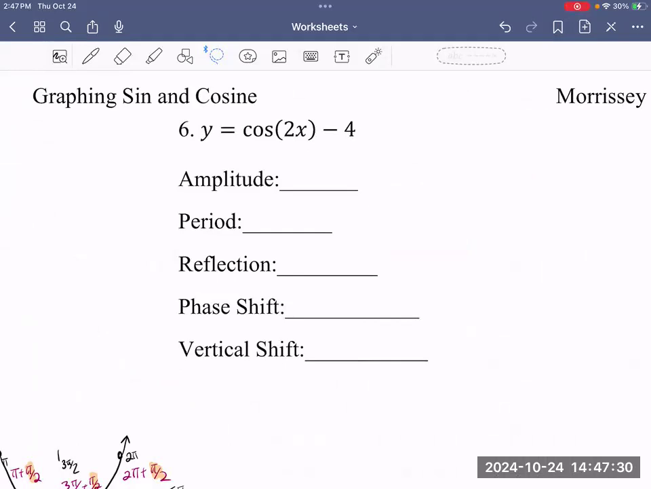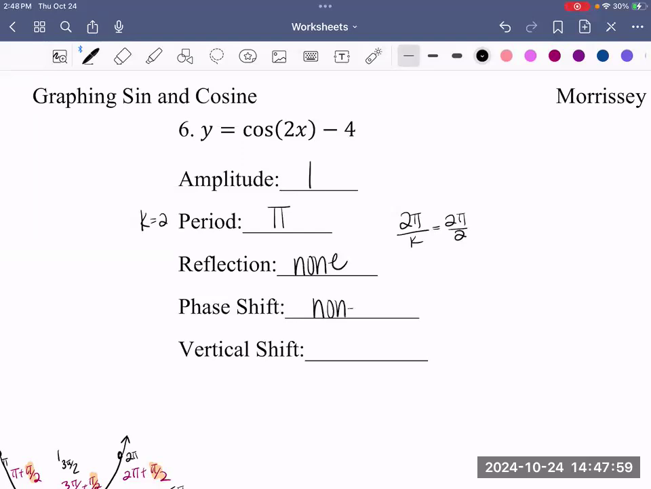All right, so now let's have you pause the video and try to graph this cosine graph, or at least find these particular values. Your amplitude is 1. Your period, if k is that number directly attached to your x, so k is equal to 2, we have 2 pi over k, which is 2 pi over 2. Our period is now pi, so we've now shortened our graph. Reflection, we don't have one. Phase shift, we don't have one. However, we do have a vertical shift. We're going to go down by 4.